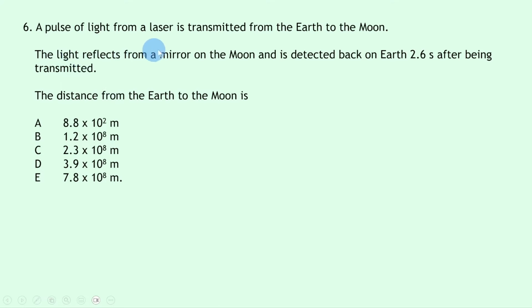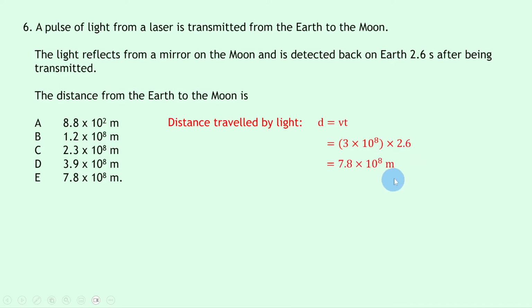Question 6 says a pulse of light from a laser is transmitted from the Earth to the Moon. The light reflects from a mirror on the Moon and is detected back on Earth 2.6 seconds after being transmitted. The distance from the Earth to the Moon is? Well, firstly we need to find the distance travelled by the light, which we can find using speed distance time. So we've got distance equals speed times time, substituting in the numbers gives 3 times 10 to the 8 for the speed of light, times 2.6 seconds, which was the time value we're given, and putting that into your calculator should give you an answer of 7.8 times 10 to the 8 metres.